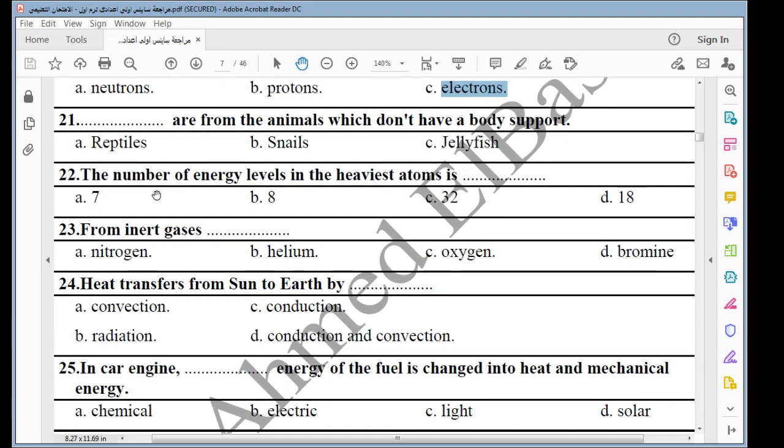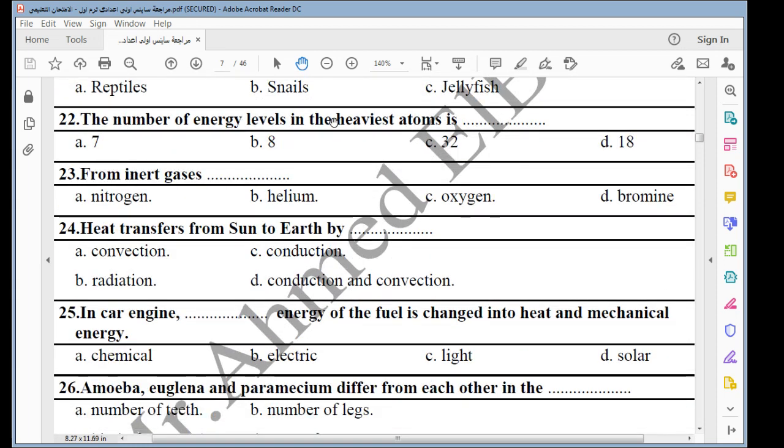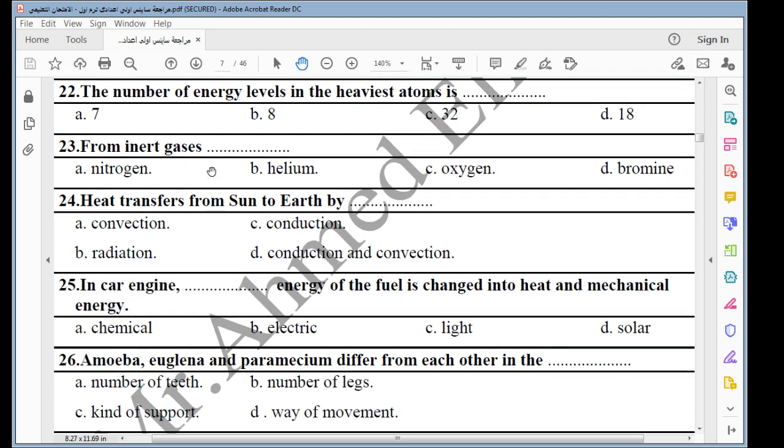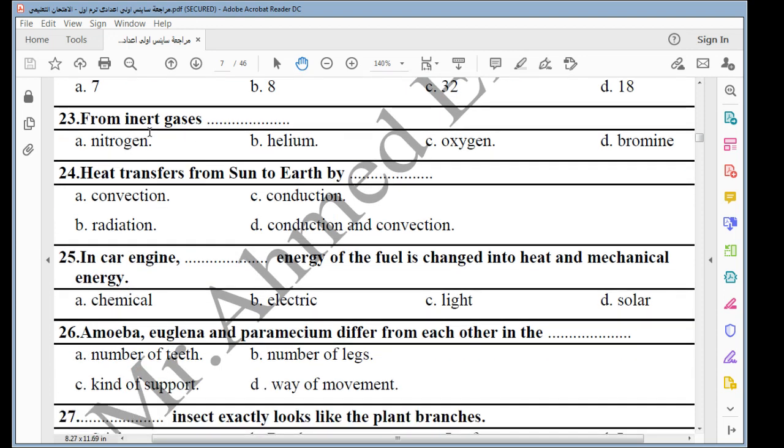Number 21, the number of energy level in the heaviest atom is. تمام 32. 23, from inert gases ايه الانرت جازس الموجود هنا؟ طبعا تمام، اللي هو الهيليوم طبعا.